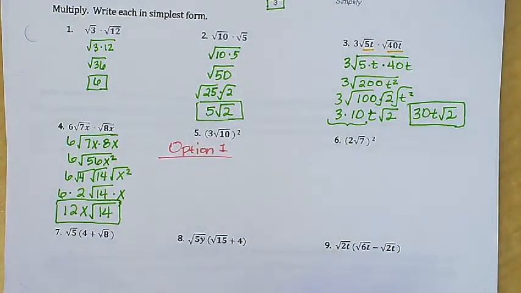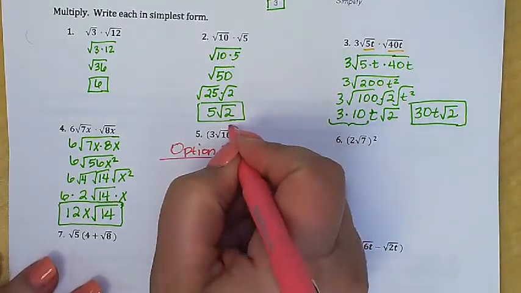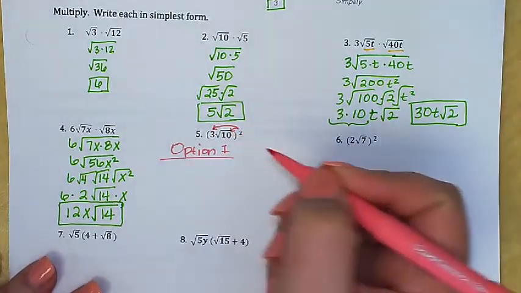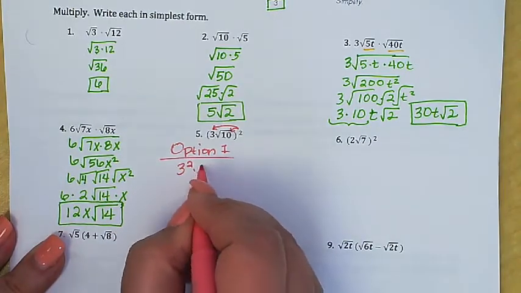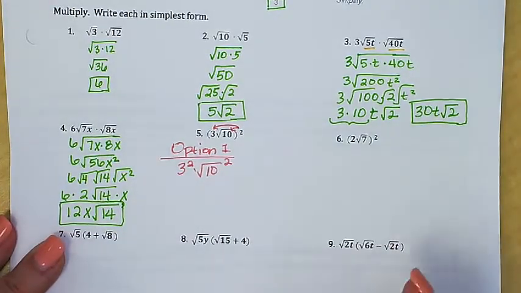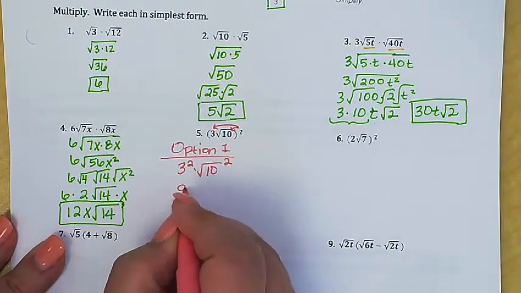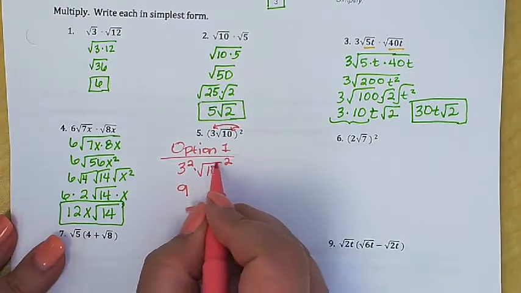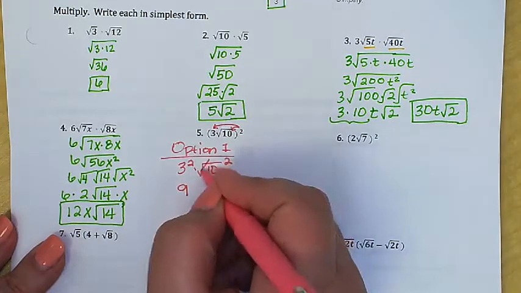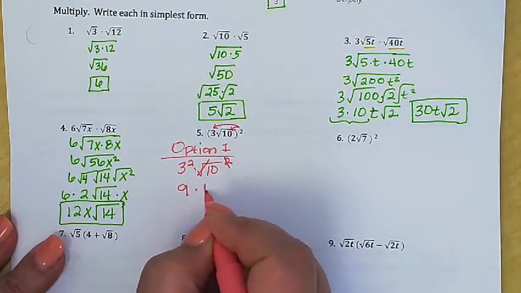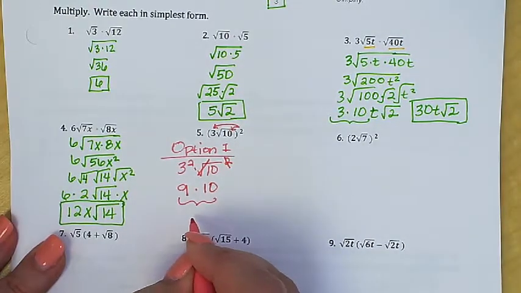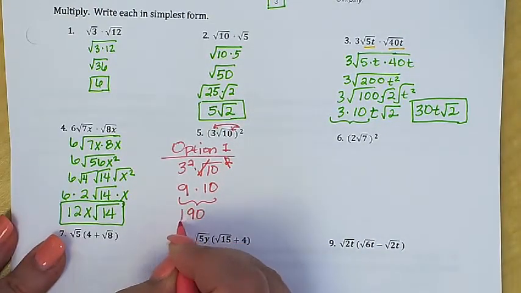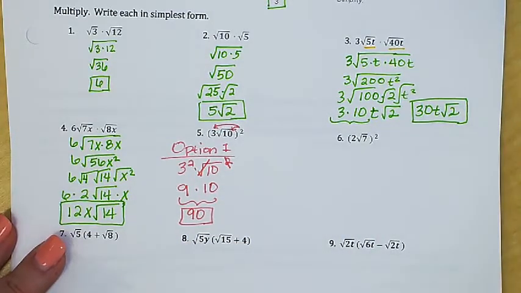So option number 1 is simply to distribute that exponent and just say I'm going to square this and I'm going to square that. So that's going to be 3 squared times the square root of 10 squared. Well, 3 squared is 9, and the square root of 10 squared, basically these two operations just cancel, and we just end up with that 10. And of course, then we get 9 times 10, which is just 90. So that's one way to tackle that problem.